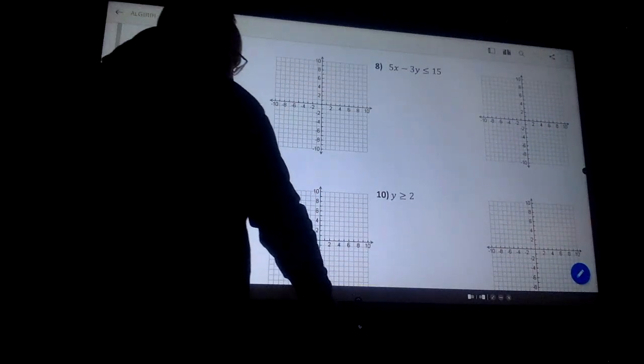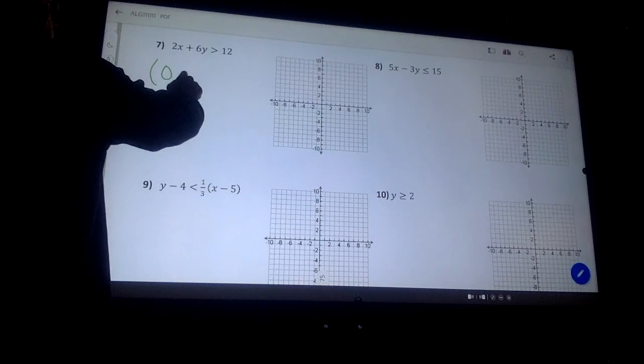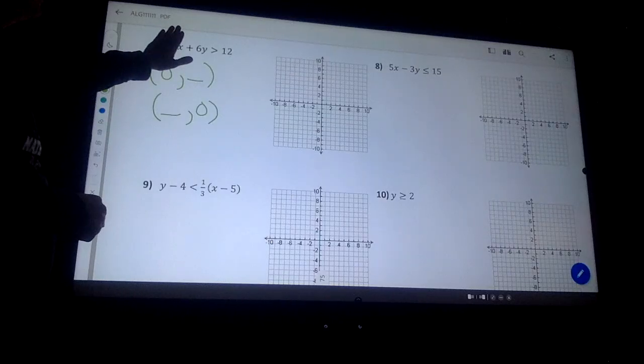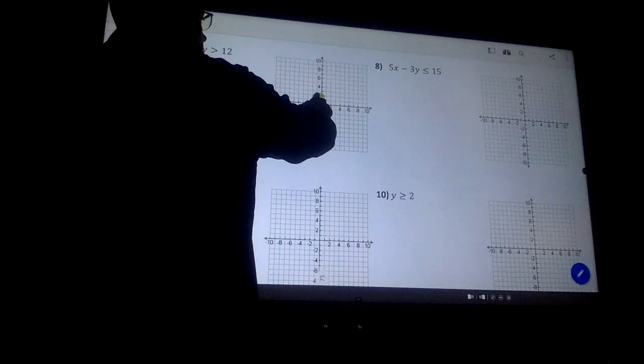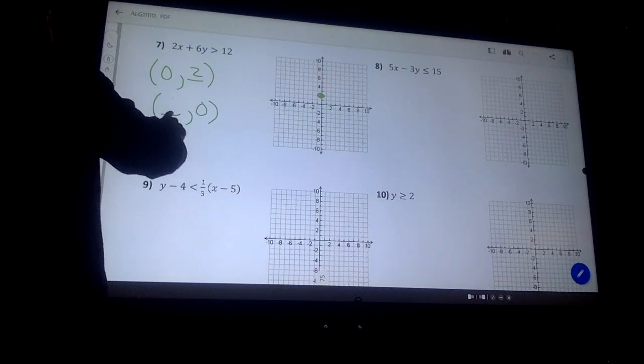Let's take a look at number 7 or number 8. This is our cover method. So that's an x value, so 6 times what gives me 12? That's 2, so 0, 2. That's a y value, so 2 times what gives me 12? That would be 6.